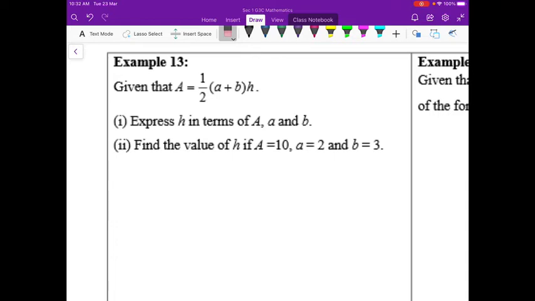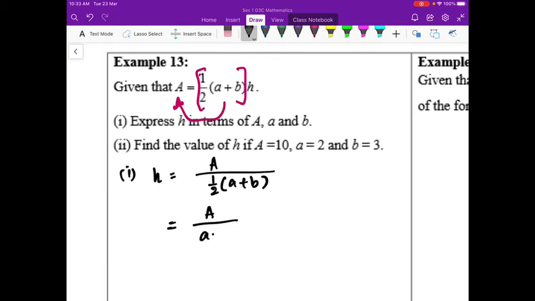Express h in terms of A, capital A, small a, and b. Please try this now. It is equivalent to A over a plus b, and this is all divided by half. Now when you do a division by half, it is as good as multiplying by 2. So your final answer would be 2A over a plus b.